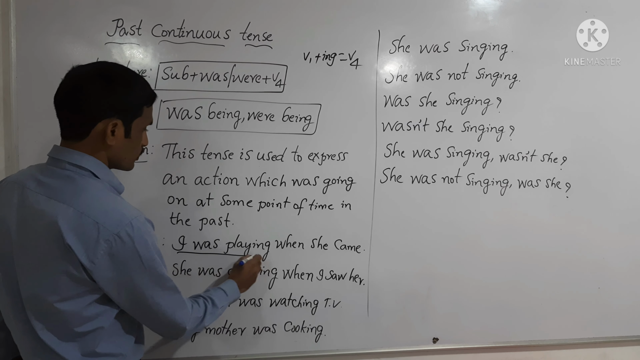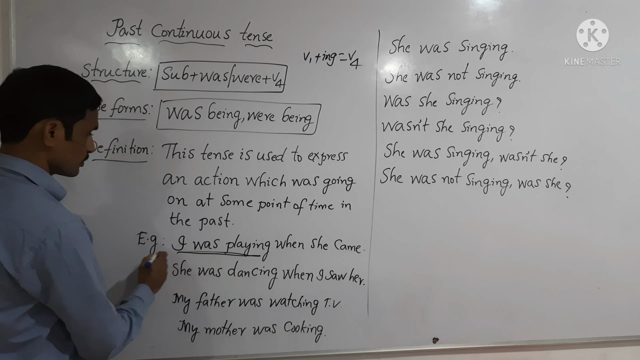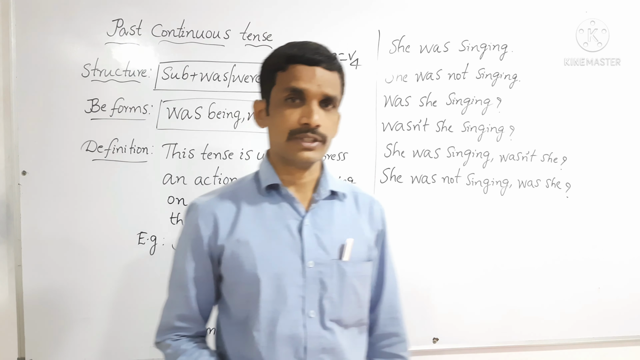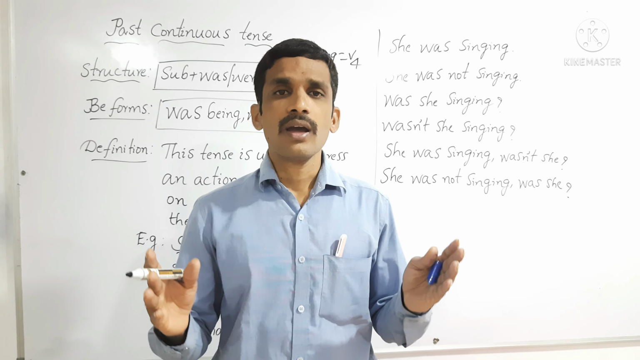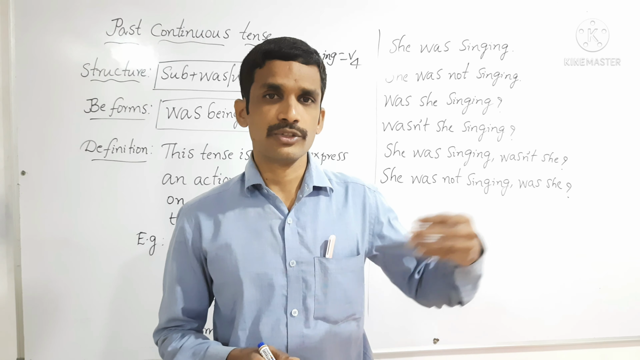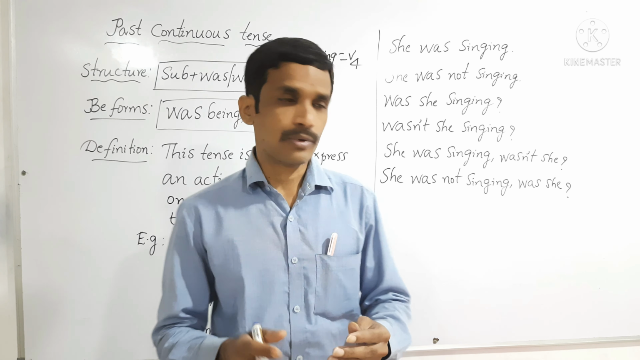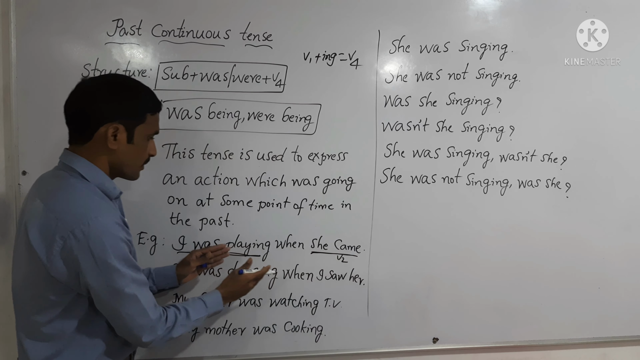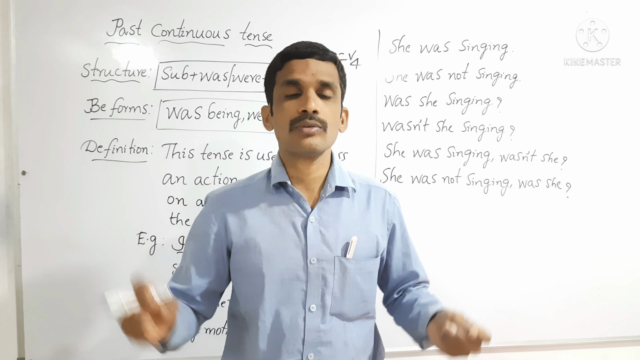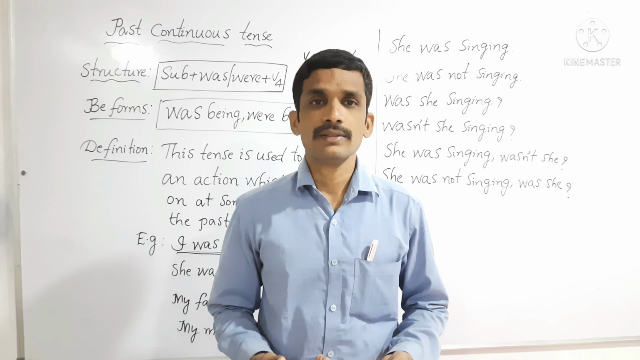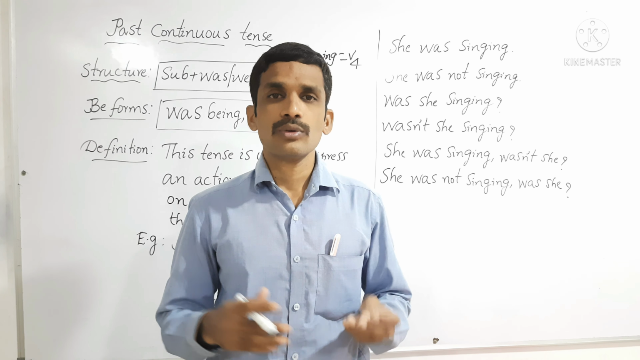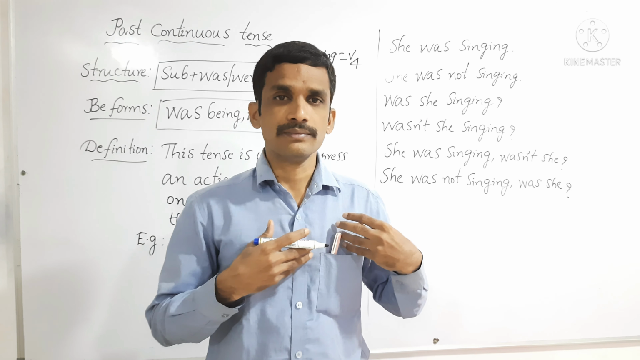I was playing is past continuous tense, and she came is simple past tense. So this is the combination of two tenses, one is in simple past tense, another one is in past continuous tense. At some point of time in the past, when she came, at that time I was busy in doing something. I was busy in playing, or I was busy in writing a story, or I was busy in singing, right? I was busy in cooking, or I was busy in washing clothes. So at some point of time I was doing something.